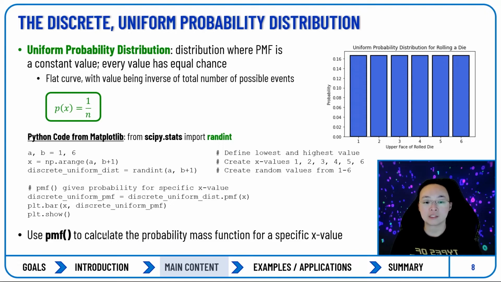So the take home message from here, whether you're using a uniform or binomial or Poisson distribution, anything that's discrete, the PMF function is going to calculate the probability mass function for a specific x value or for a specific range of x values. So that's the important one to remember. This one right here.